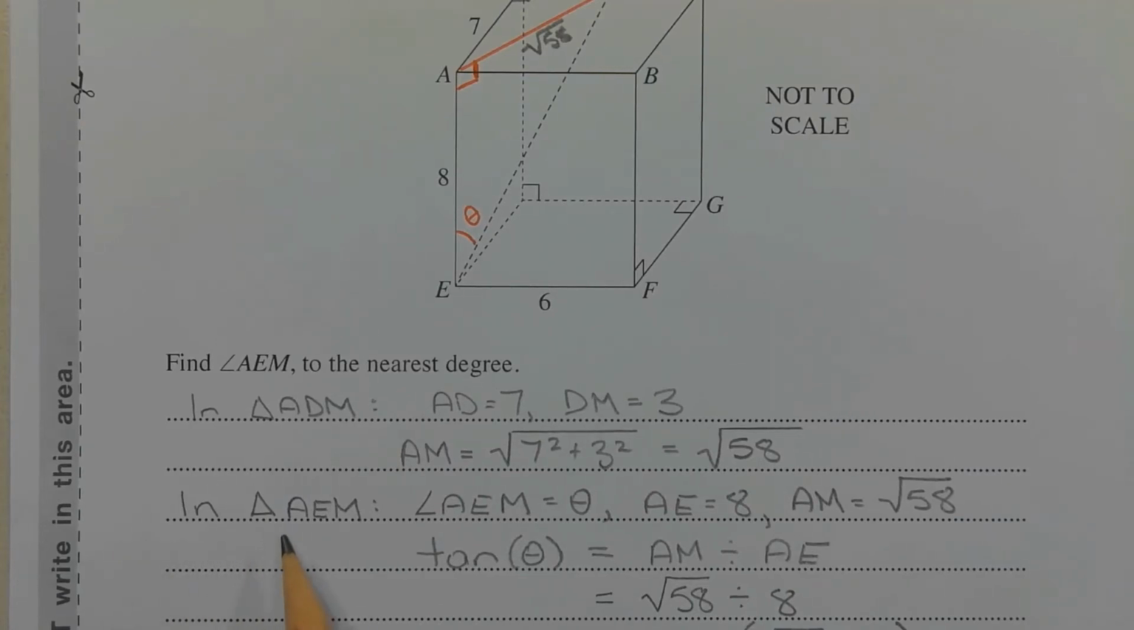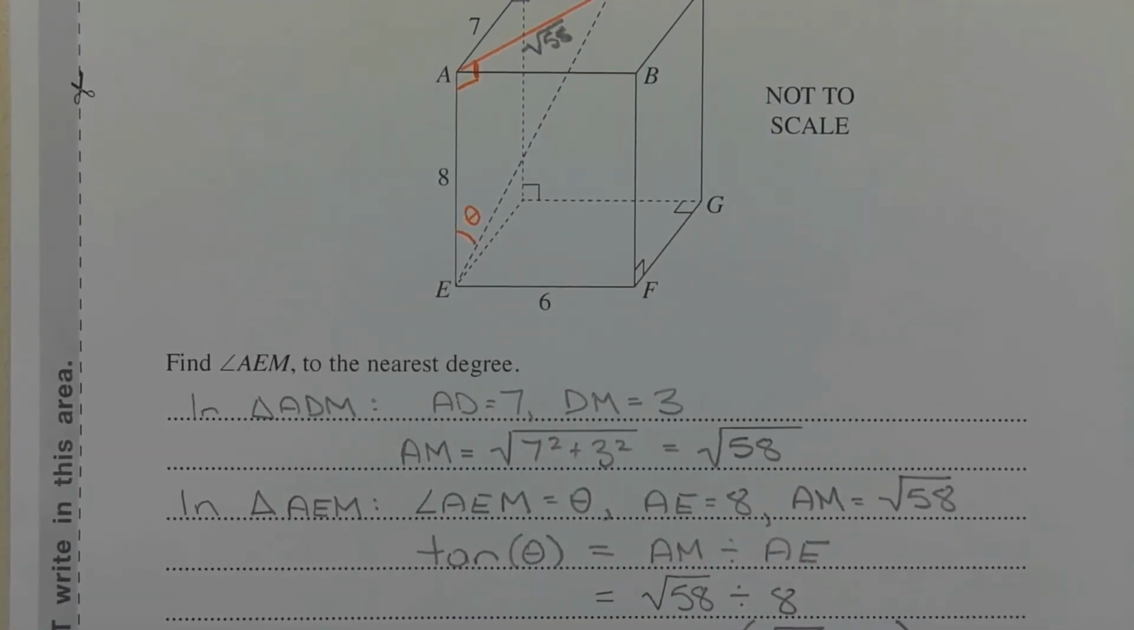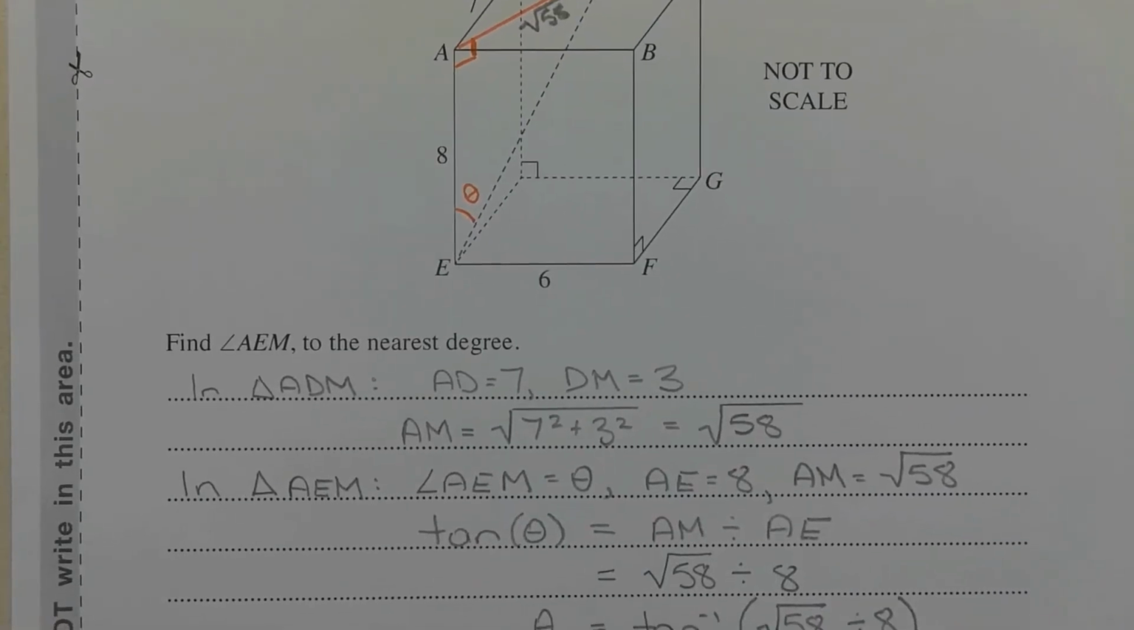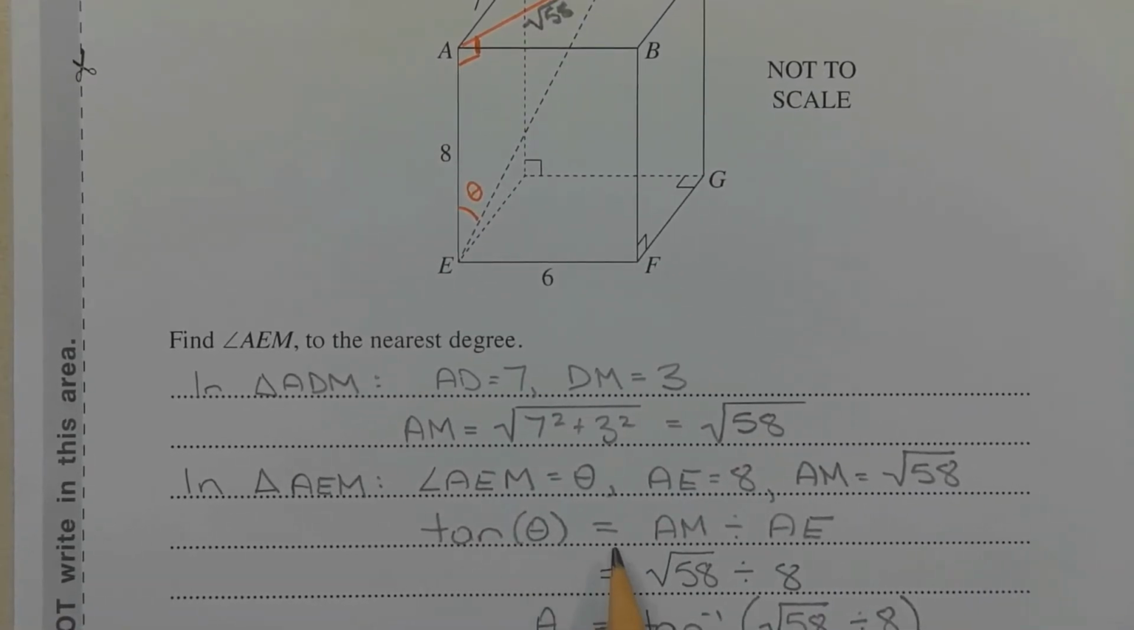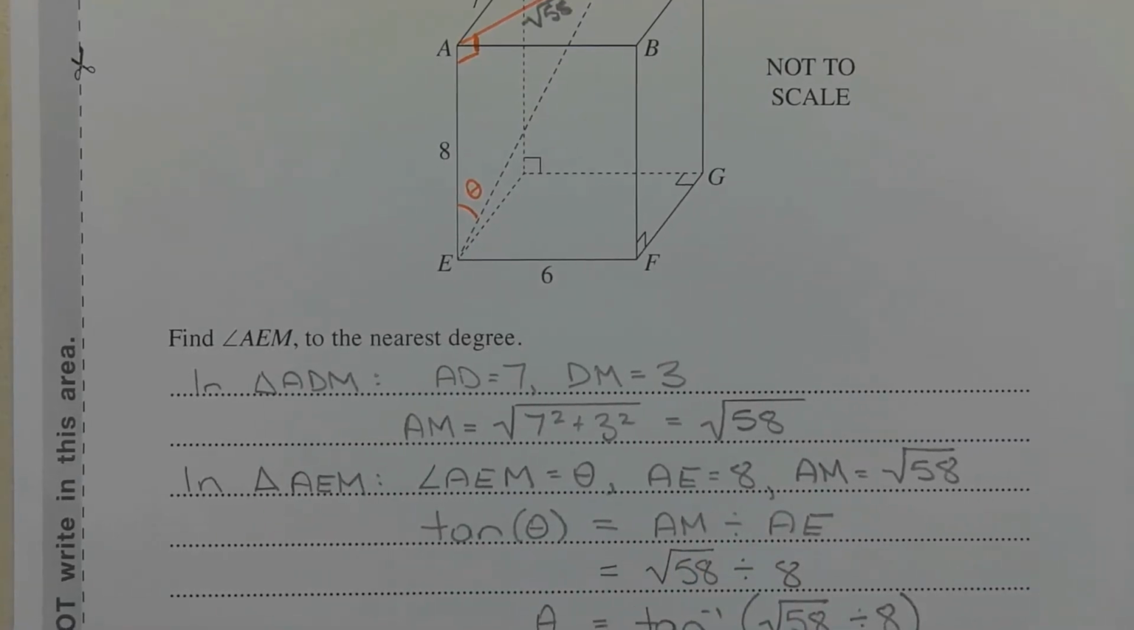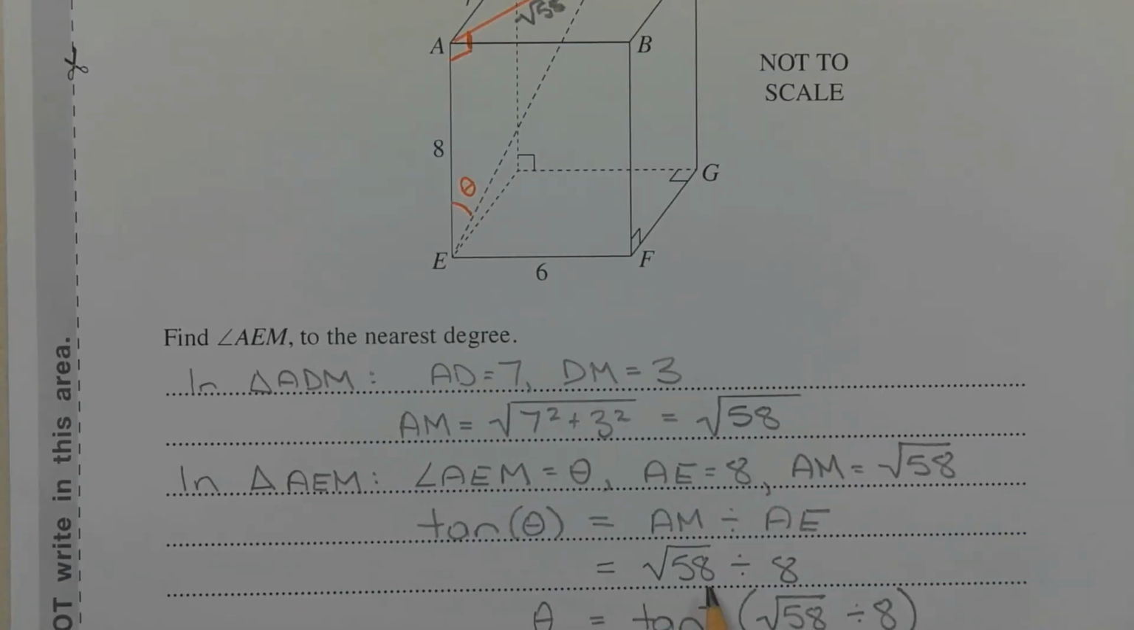So in triangle AEM, angle AEM equals theta, AE is equal to 8, and AM is equal to the square root of 58. So tan theta is equal to AM divided by AE, so that's opposite over adjacent, and that equals the square root of 58 divided by 8.